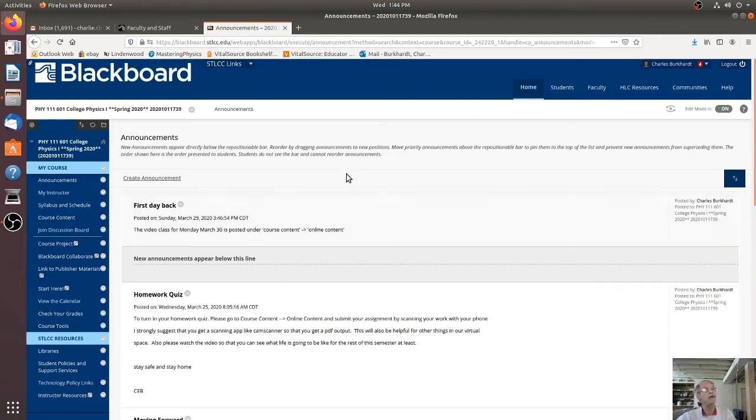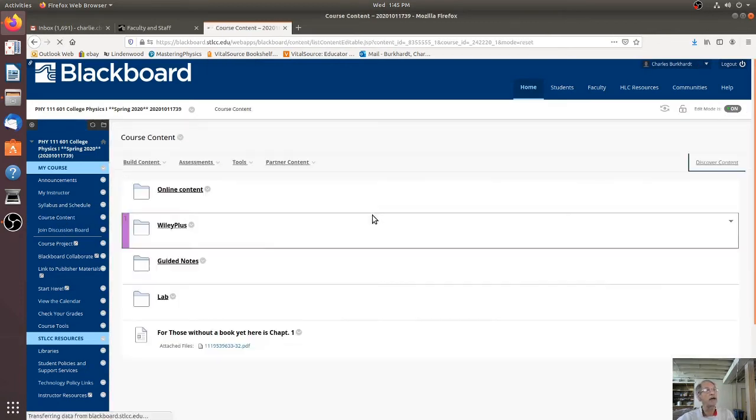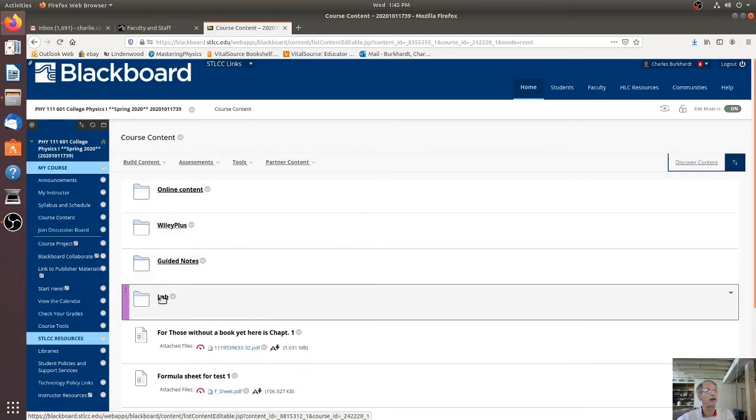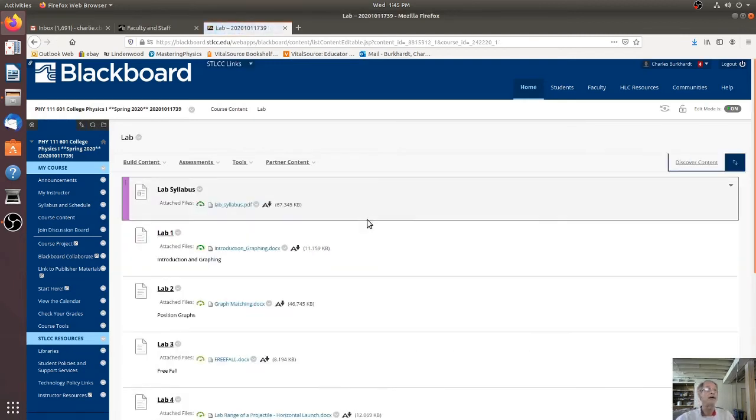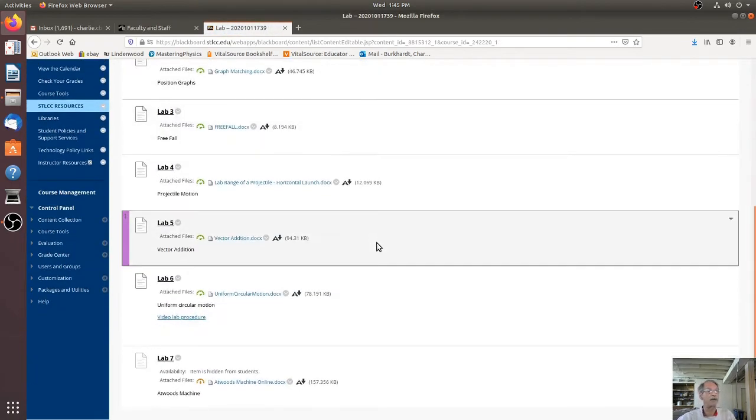Okay, so we're still going to use a lot of the stuff that we do in lab. You're going to do the lab write up in Microsoft Word, and then you're going to save it as a PDF, and then you're going to submit it on Blackboard, just like we have been with labs all semester. So go to course content and then click on the lab tab and go down to lab 7.